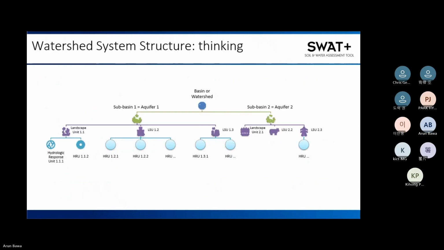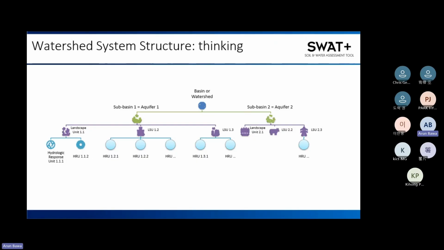Okay. So SWAT is a semi-distributed model. What does that mean? Based on your location, your interest, your watershed area, your region of interest, it will divide that watershed into smaller units.